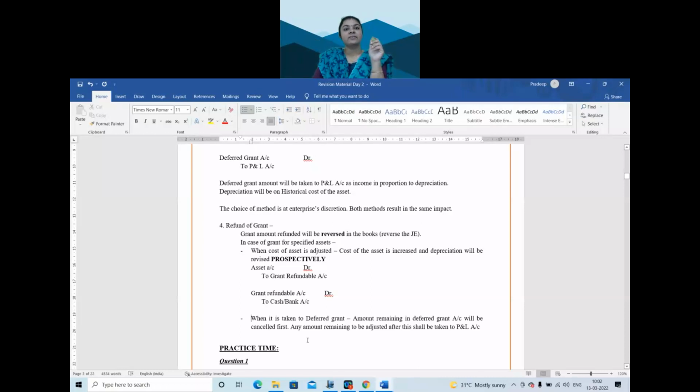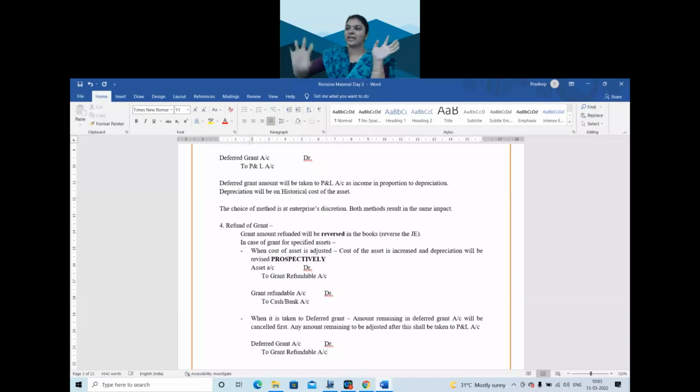Whereas when it is taken to deferred grant, which is method 2, the amount remaining in the deferred grant account will be cancelled first because there will be some amount of unamortized grant. So the entry is going to be deferred grant account debit to grant refundable. Here the asset account will not be touched at all because I am not using the asset account for recognizing the grant. I am only using the deferred grant account. So the asset account will never be touched.